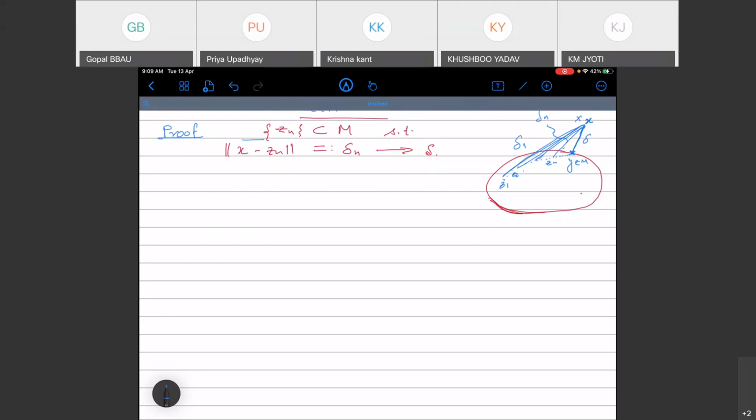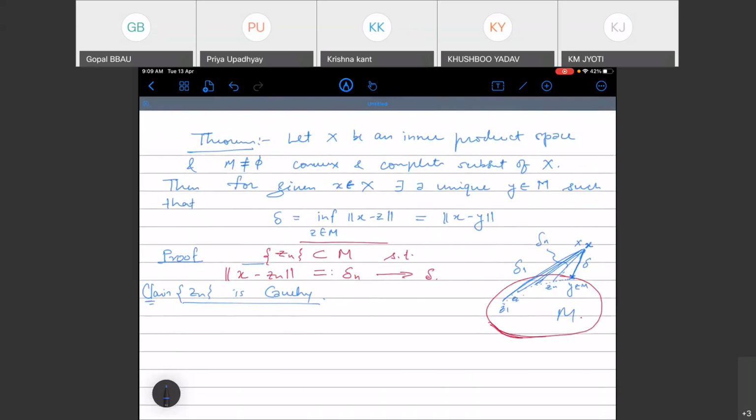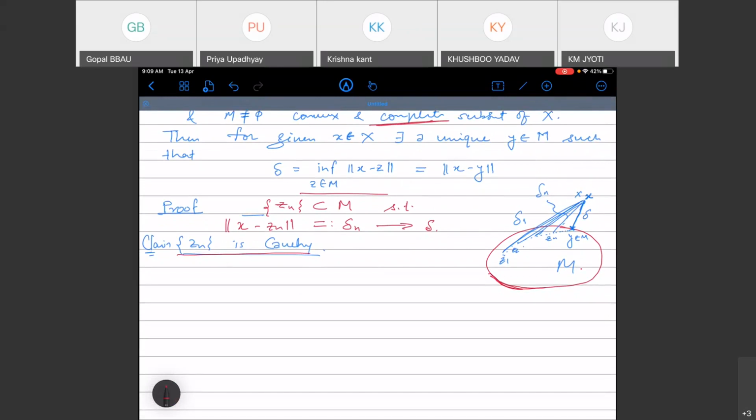So we will prove that Zn is a Cauchy sequence. This is our claim. After proving Zn is Cauchy, you know this set M is complete. It is given here. By definition of a complete normed space or complete metric space, a Cauchy sequence is convergent. So you will get that this Zn is convergent, and then you will show that in fact it converges to y.